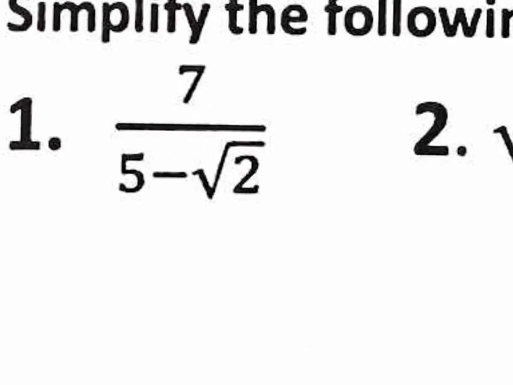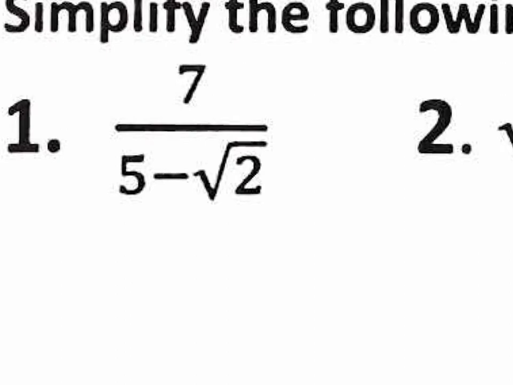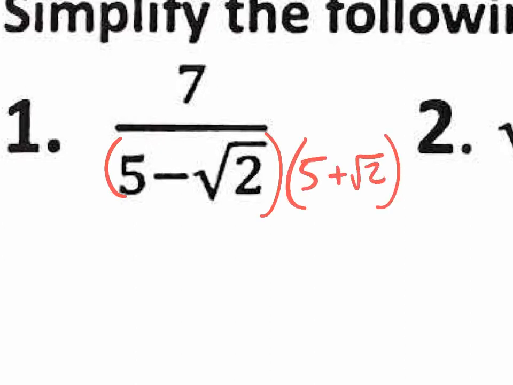So on number 1, we want to get rid of the radical in the denominator, and the only way to do that is to multiply this binomial by its conjugate. The conjugate is 5 plus the square root of 2, and what you do to the bottom you must do to the top, 5 plus the square root of 2.